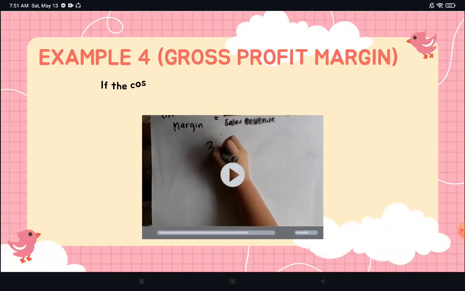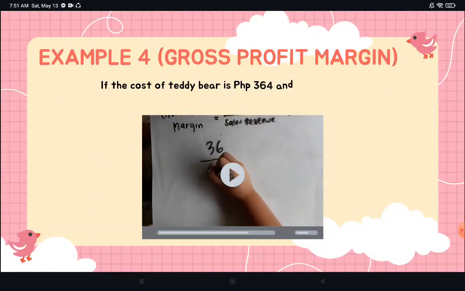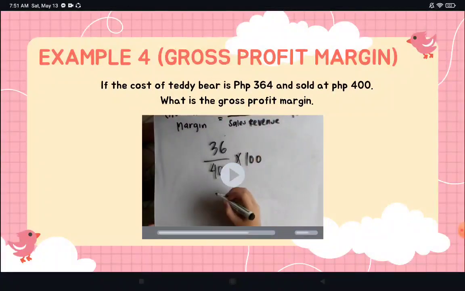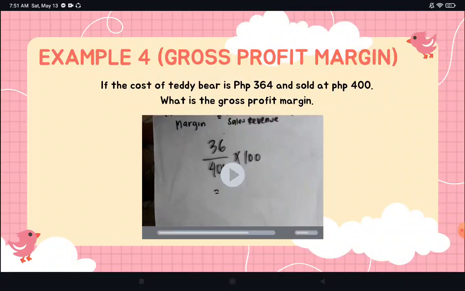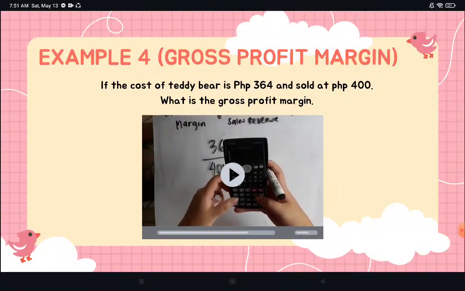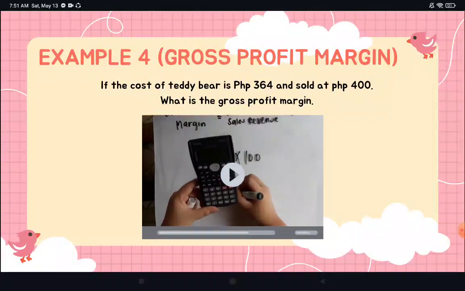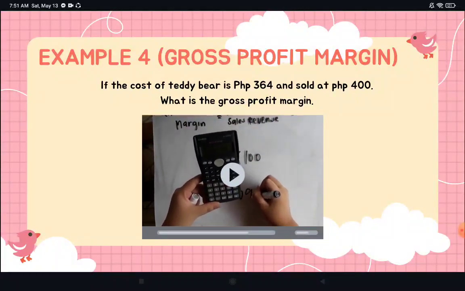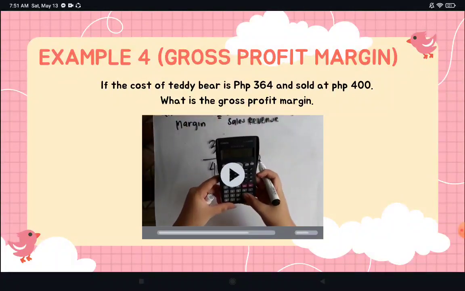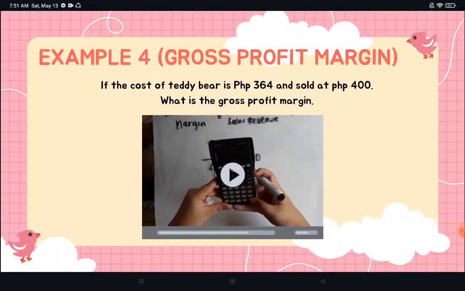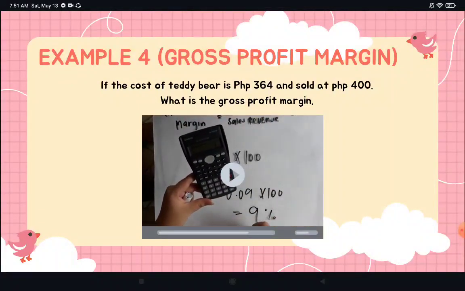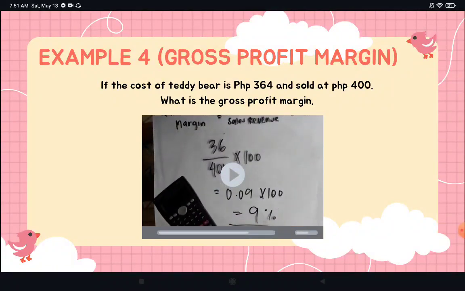This time, we will solve for gross margin. Same problem. If the cost of a teddy bear is 364 and sold at 400 pesos, what is the gross profit margin? So, nakuha natin kanina yung gross profit, which is 36, and over 400. And ito times natin yun sa 100 para makuha natin yung gross profit margin. So, the answer is 9%.